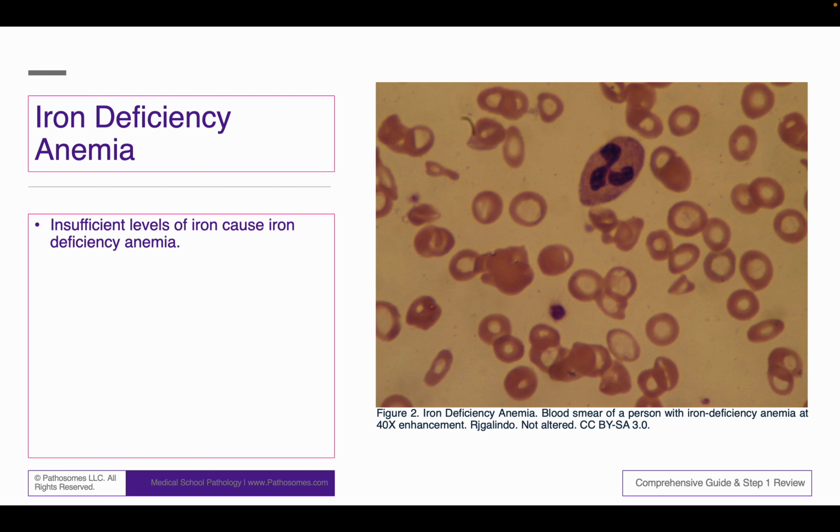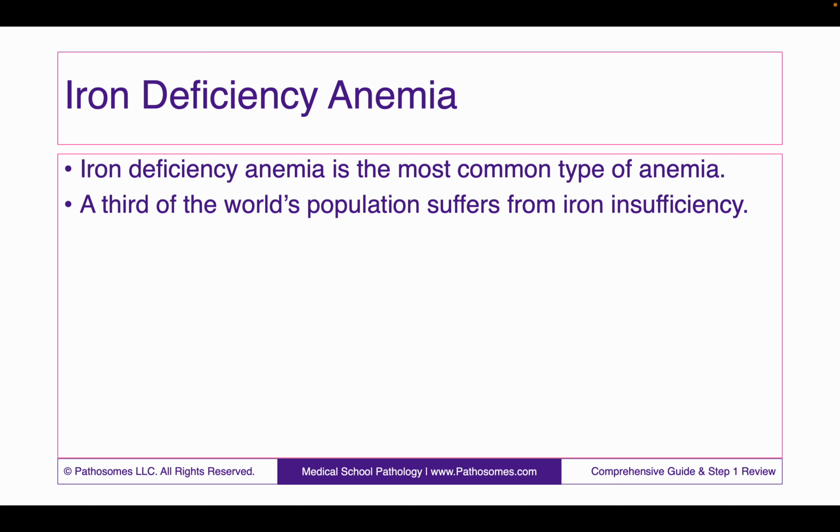In iron deficiency anemia, insufficient levels of iron cause the anemia. Makes sense? To the right, we can see iron deficiency anemia in a blood smear. Iron deficiency anemia is the most common type of anemia. A third of the world's population suffers from iron insufficiency.